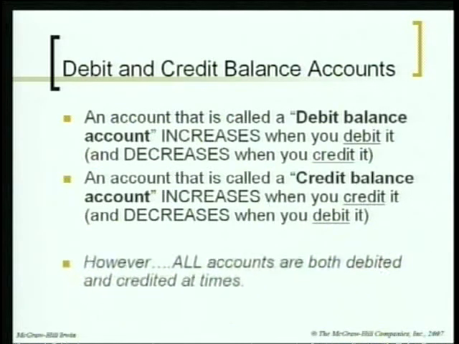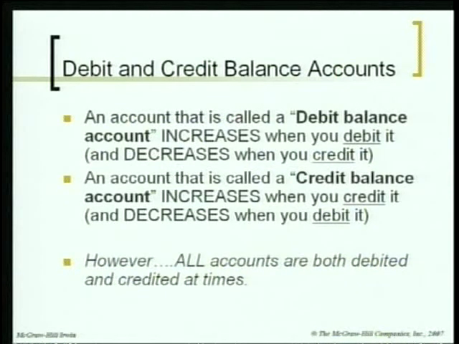Now keep in mind, though, that all accounts are both debited and credited at times. Don't think that debit balance accounts are only debited and credit balances are only credited. All accounts are both debited and credited. The key is to know for a specific account how it is increased and how it is decreased. If it is increased with a debit, then it is a debit balance account, and it is thus decreased with a credit. If it is a credit balance account, then it is increased with a credit and decreased with a debit. Does that make sense?